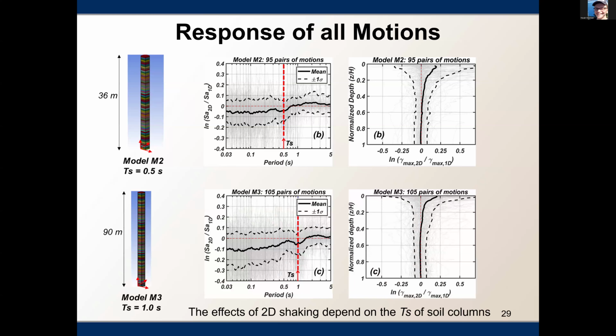If you look at an even taller soil column, which is around 9 meters high, the period is around 1 second. So we see a very similar difference and also similar results for the maximum shear strength. What these results show is that, in addition to the PGA or the intensity of shaking, the difference in 1D and 2D soil response also depends on the period of the soil column.